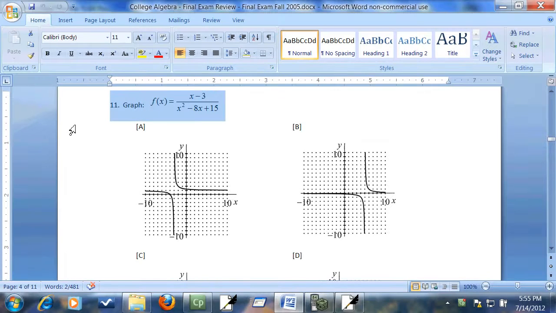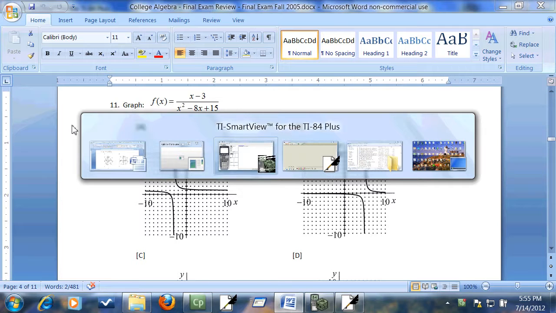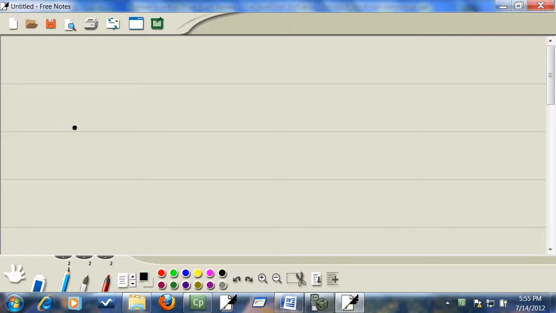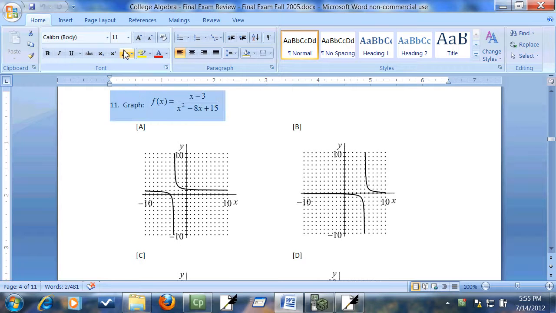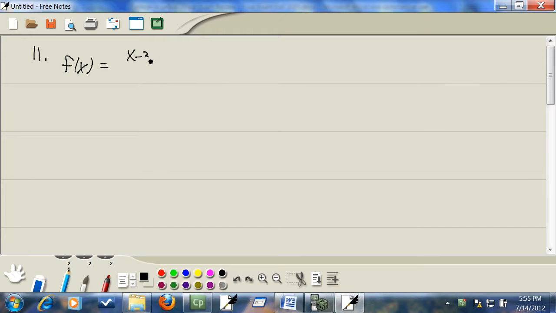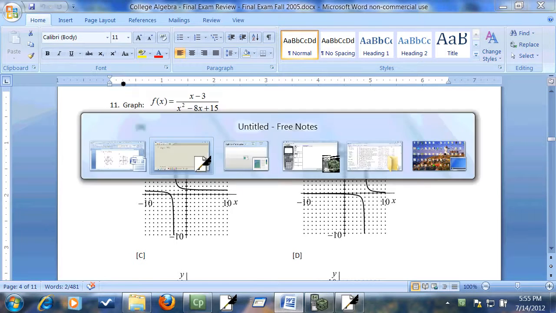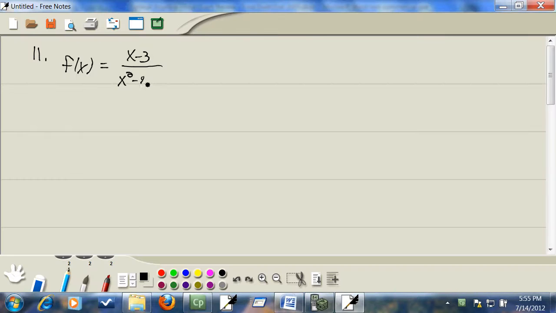And let's take a look at problem number 11. This is graphing a rational function. So we got f of x is equal to x minus 3 over x squared minus 8x plus 15. And let's first do this on the calculator.